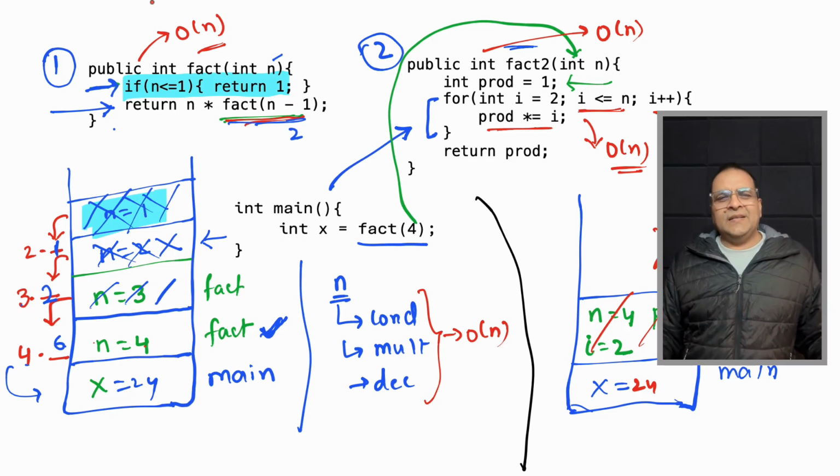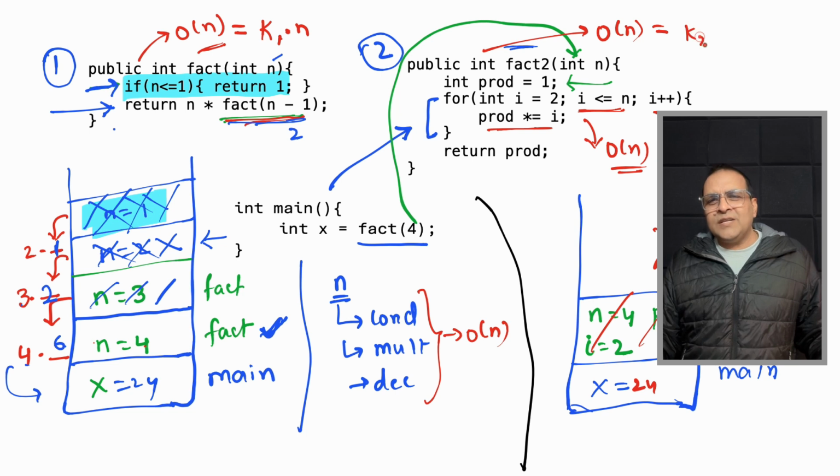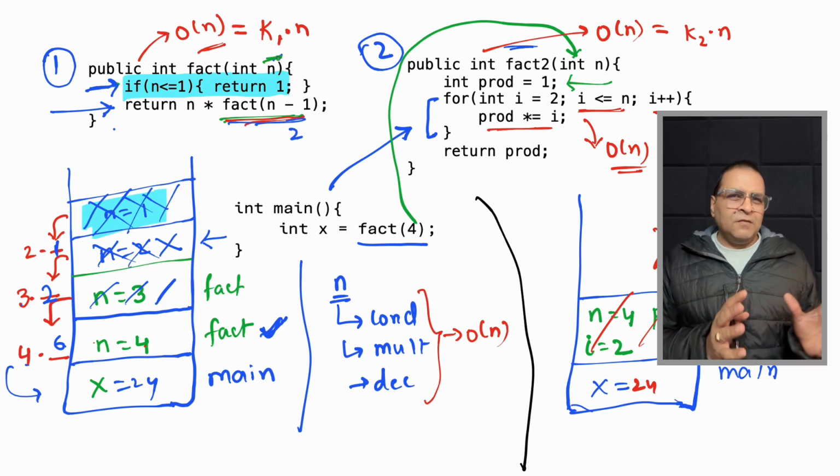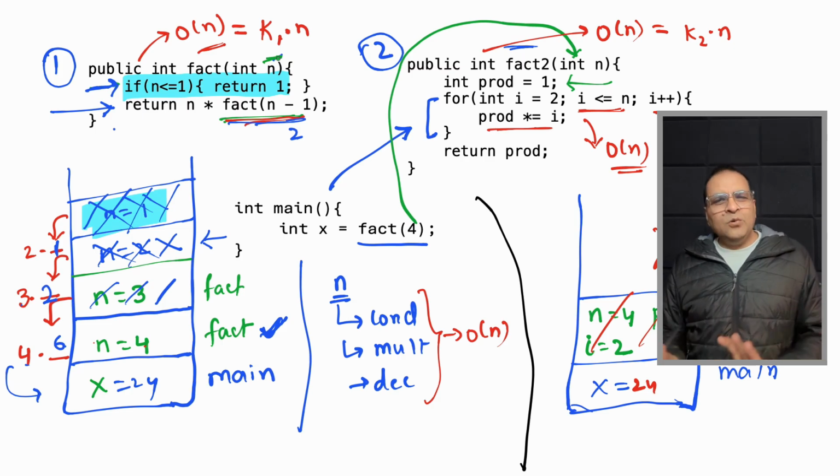What it means is that the first function is taking big O of n time. It means that the real time taken by this function must be some constant k1 into n. And because the second function is also taking big O of n time, it means the real time taken by this function must be some other constant k2 into n. Now, if k1 is bigger, then the absolute time taken by the first function will be more than the second function. And if k2 is larger, then the second function is taking more time than the first function.